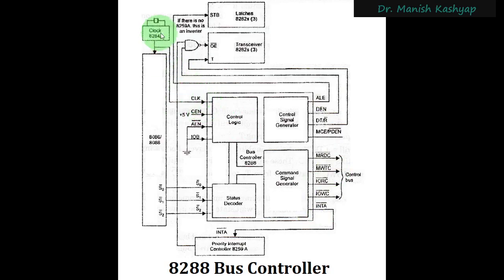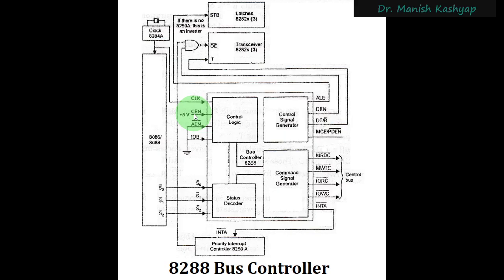Clock is simply a signal which has been taken from this 8284 IC to operate this 8288 bus controller. Then let us discuss these signals. Let us first begin with the signals IOB, AEN, and CEN, right? All of these pins that you see here are used in the maximum mode of operation.